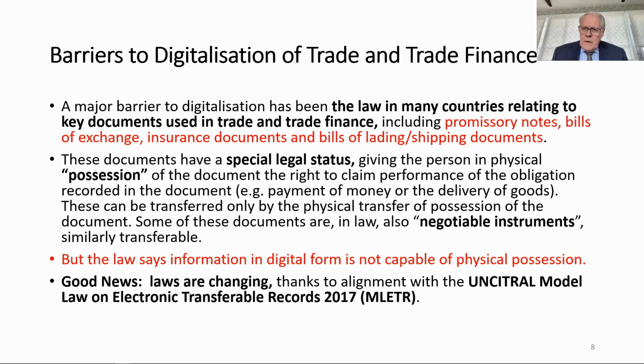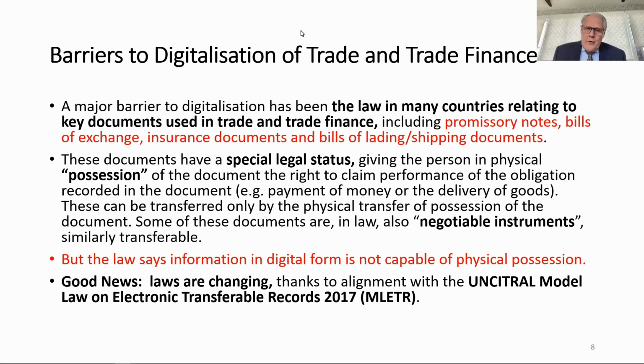They give the right to the person who holds the document, who has possession of a piece of paper, to claim the performance of the obligation that was embodied in the document. So if it was a promissory note, it would be an obligation to make payment or to collect the payment to the person holding the document. Or if it was a shipping document, like a bill of lading, it gave the person who held the document the right to obtain the goods off the ship. Many of these documents are so-called negotiable instruments, so it enabled finance to be readily obtained by negotiating the documents.